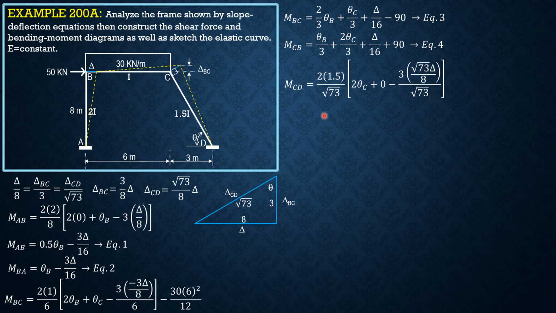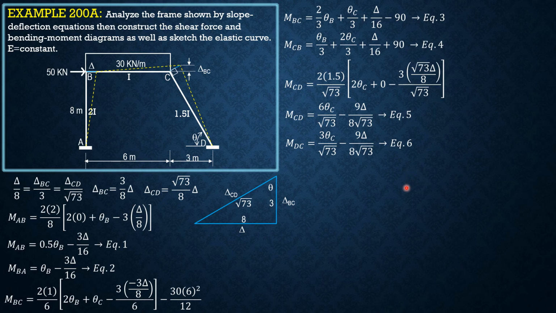There's no loading, so no fixed moment. MCD therefore is 6 theta C over square root of 73 minus 9 delta over 8 square root of 73. Call that equation 5. MDC, since theta D is 0, is doubled, so half of theta C, so this becomes 3. MDC equals 3 theta C over square root of 73 minus 9 delta over 8 square root of 73. Call that equation 6.